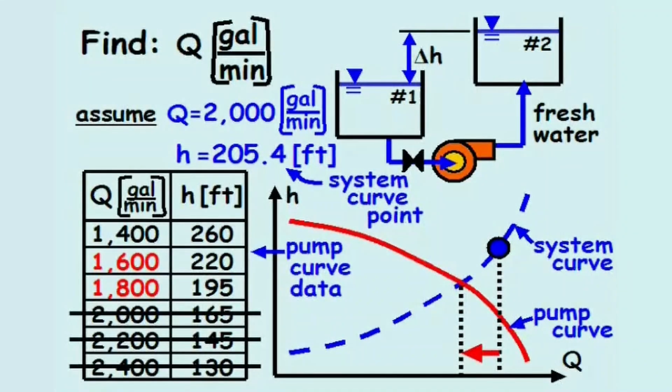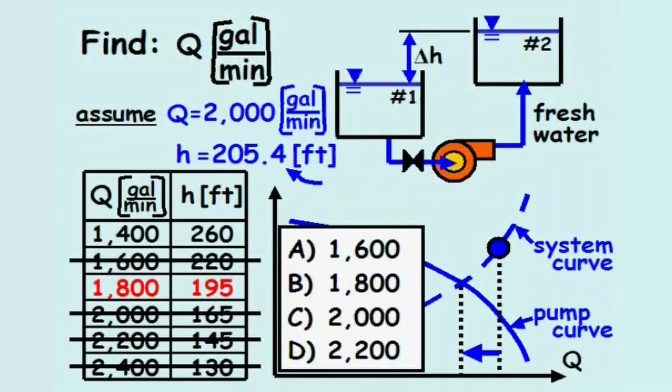However, when considering our data point on the system curve, we can rule out the 1,600 gallon per minute solution because as flow rate decreases from 2,000 gallons per minute to 1,600 gallons per minute, we would also expect the head to drop from 205.4 feet to a lower head value, as would happen if the pump were operating at 1,800 gallons per minute. When reviewing the possible solutions, the answer is B.